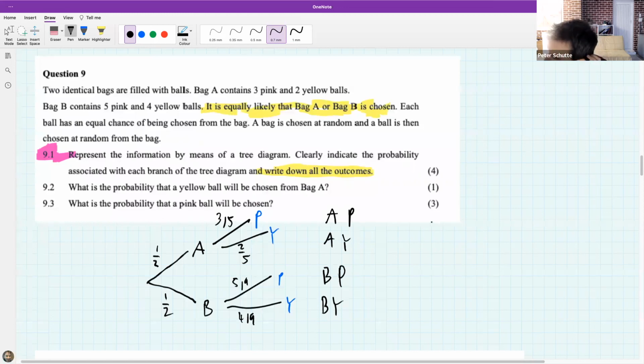So Ayanda, the reason it's a half is that they're both equally likely. There's 2 options. So what is the probability that a pink ball will be chosen? We're just doing 9.3. That's what I want us to just think about.